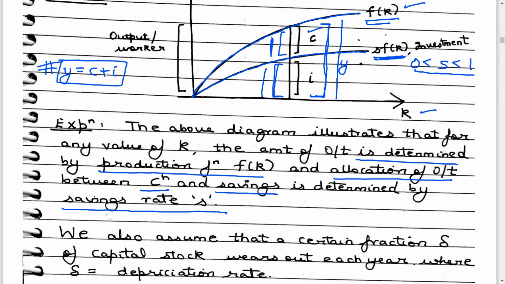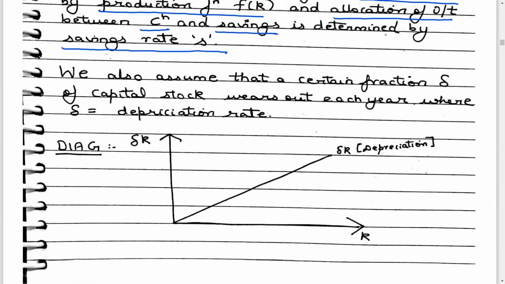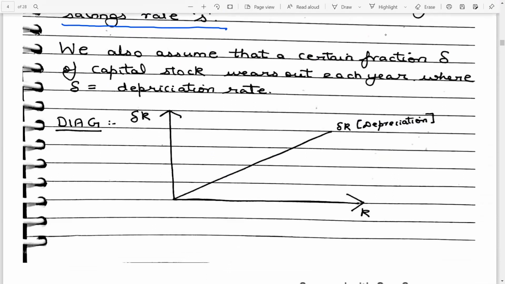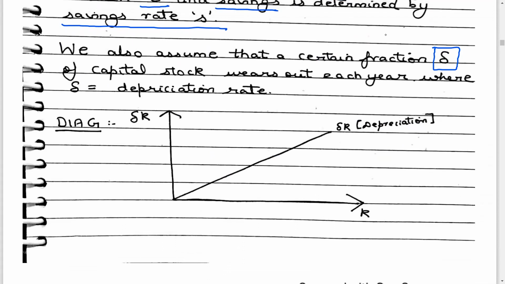Okay, so now guys, we have the depreciation rate delta. So the Solow model assumes that every year capital is getting depreciated at the rate delta. So delta is the rate of depreciation. So we assume that a certain fraction delta of the capital stock wears out each year. So delta is my depreciation rate.